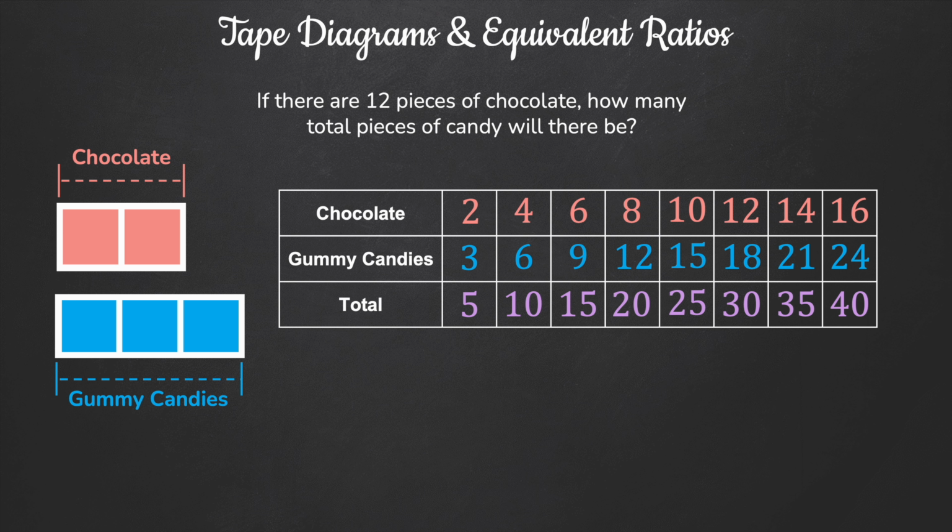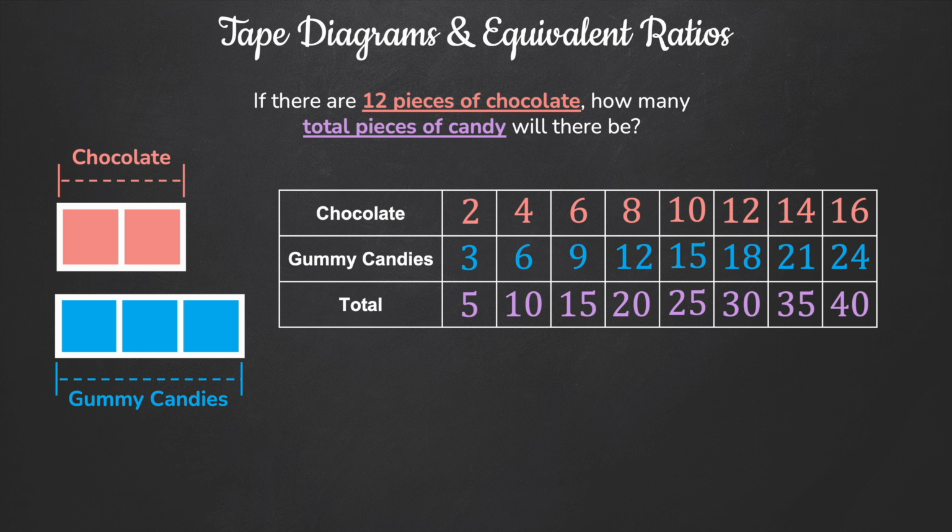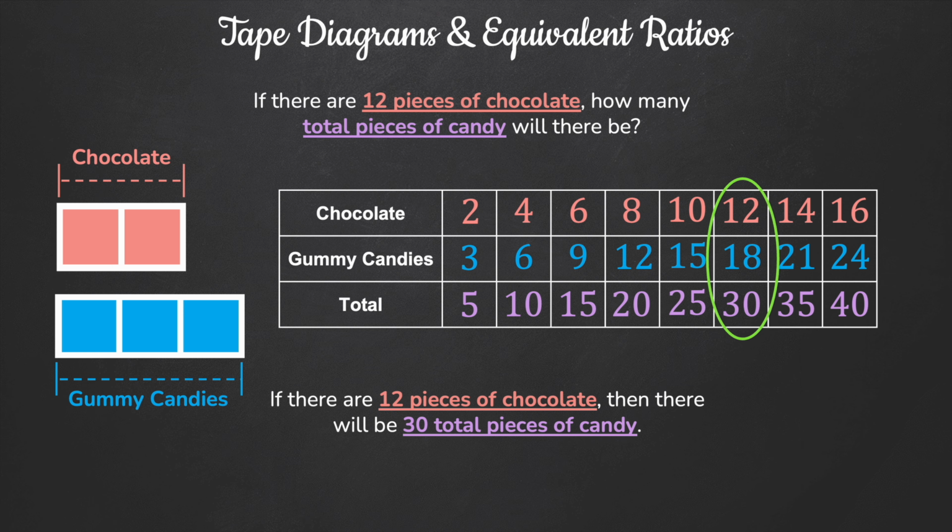Our next question says, if there are 12 pieces of chocolate, how many total pieces of candy will there be? So we're going to look at our table for 12 pieces of chocolate to figure out how many there are in total. So here we have 12 pieces of chocolate, and then if we look at our total, then that means we're going to have 30 total pieces of candy.